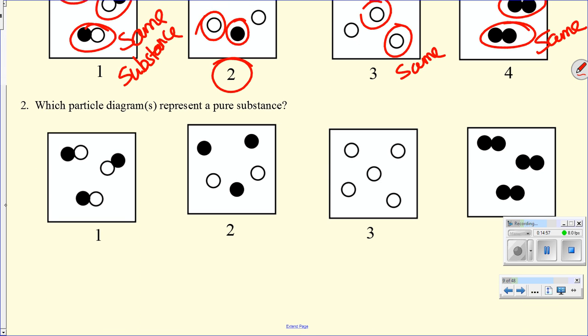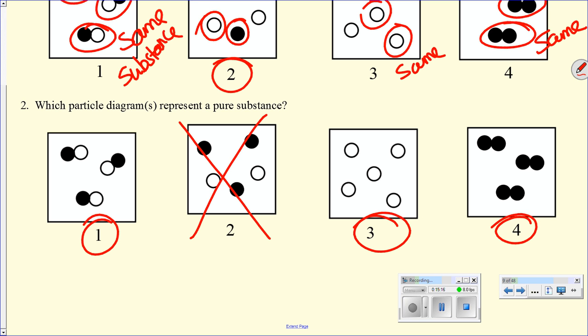Question number 2 is looking for us to identify pure substances, and these are really the same pictures. So choice 2, we identified as a mixture up above because those groupings are different. Choice 1 is a substance, it's just a compound. Choice 3 is a substance, also a compound. And choice 4 is a substance as well. Or 3 is an element. I said compound. So this is an element, this is an element, and this one right here is a compound. So that identity is pretty important, but they're all examples of substances.